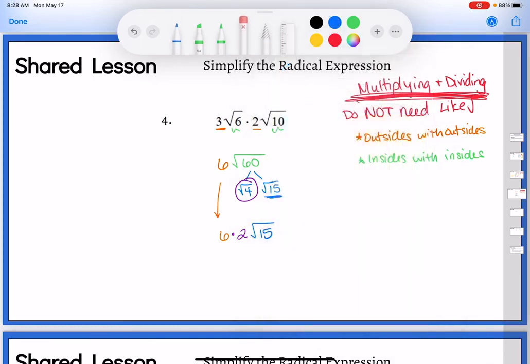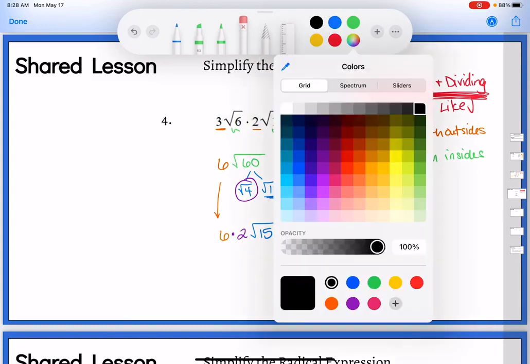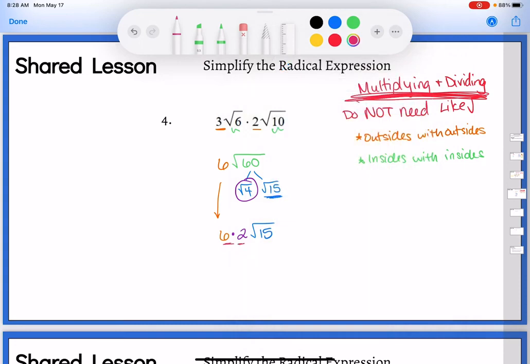So my last step now will be doing a little bit more multiplying. And I do those outsides with outsides again. 6 times 2 is 12. Radical 15 as my final answer here.